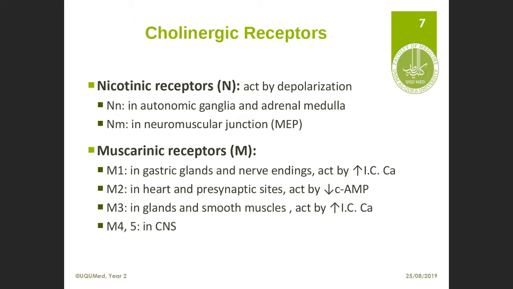So everybody is clear about the distribution of the nicotinic and muscarinic receptors? Am I going too fast or too slow? There is a question about whether nicotinic receptors are present in the central nervous system. Yes, as I told you, some of the nicotinic receptors are present in the adrenal medulla, and also in the brain.